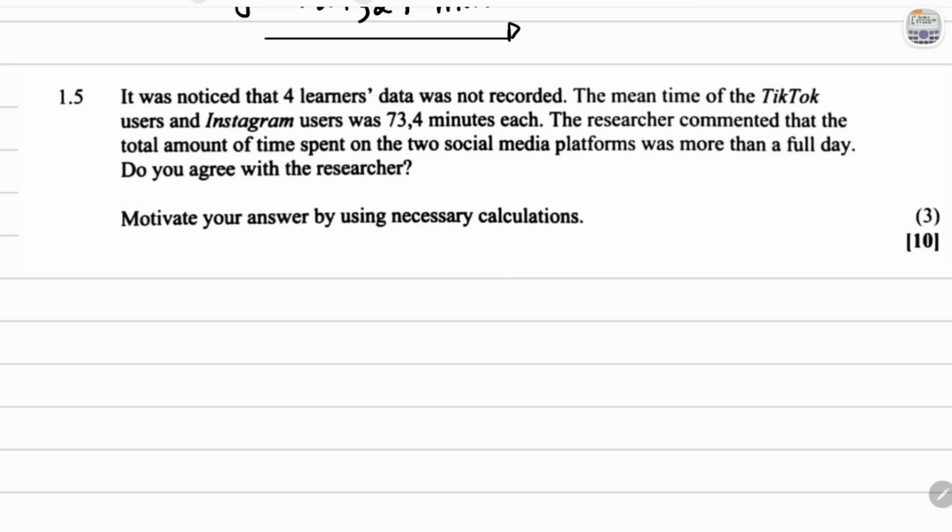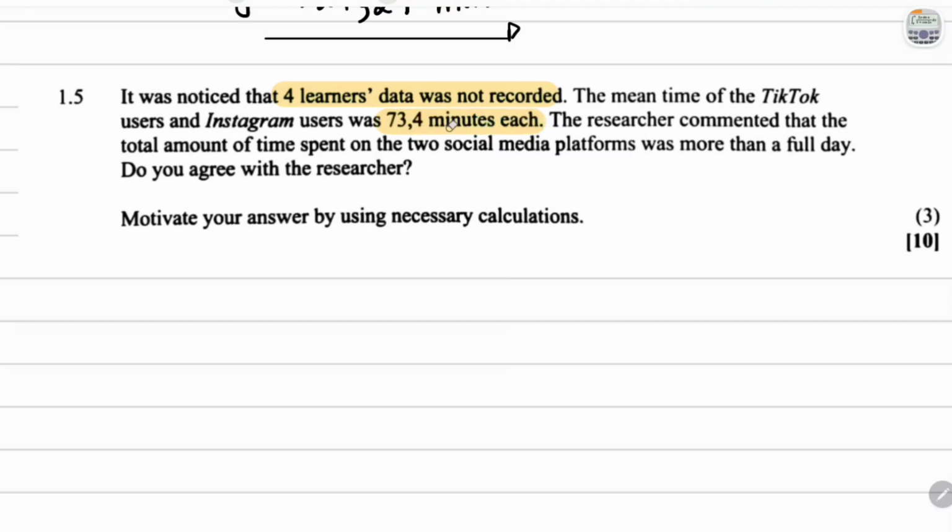Then question 1.5 says, it was noticed that 4 learners' data was not recorded. Okay, this is very important. 4 learners' data was not recorded. And now they say the mean time of the TikTok users and Instagram users was 73.4 minutes each.